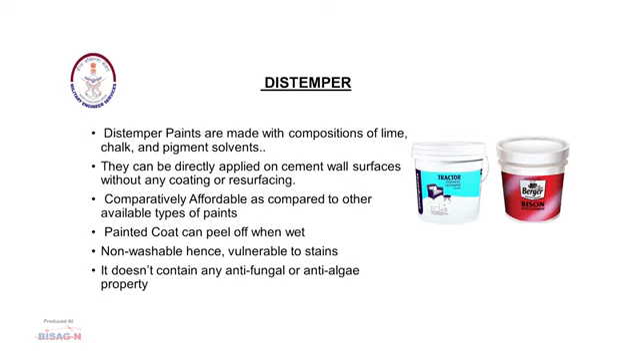Distemper. Distemper paints are made with composition of lime, chalk and pigment in water-based or oil-based solvents. They can be directly applied on cement wall surface without any coating or resurfacing. Comparatively affordable as compared to other available types of paint. These are the demerits: painted coat can peel off when wet. Non-washable, hence vulnerable to stains. Fading effect after a long exposure. It doesn't contain any antifungal or anti-algae property.